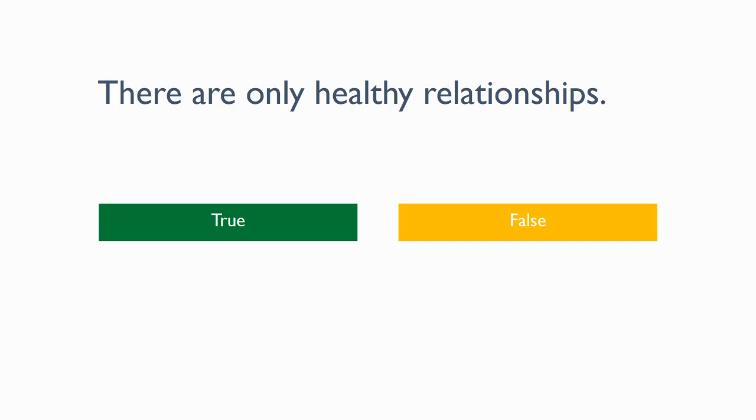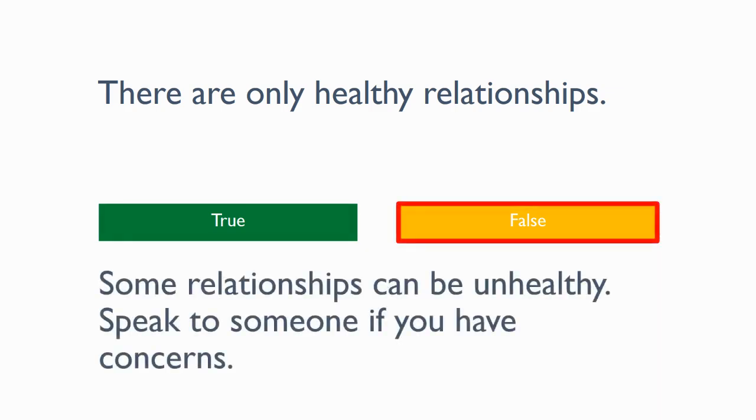So let's have a look at this kind of hinge question here. There are only healthy relationships. Is that true or false? Have a think about that question now. Well, obviously this is false. Some relationships can be unhealthy, and you have to speak to someone, maybe a trusted adult, if you have concerns. That could be your parent, or it could be a member of staff at school.